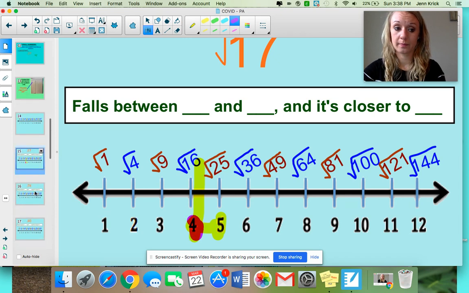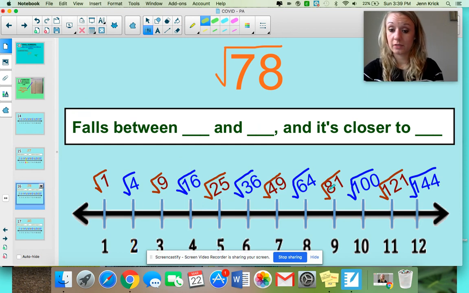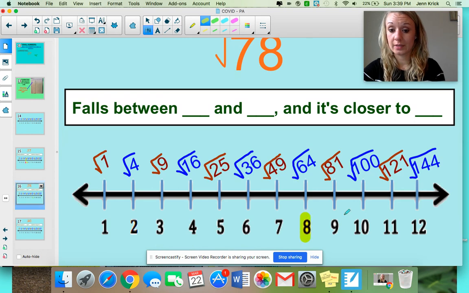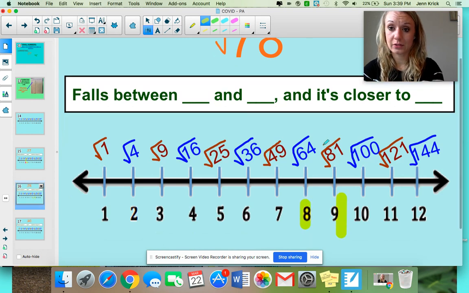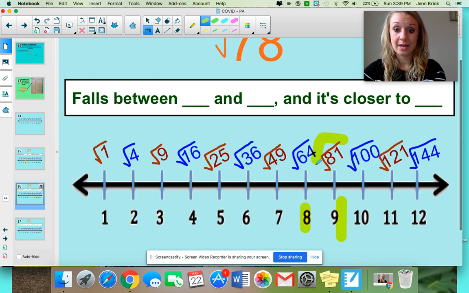Let's try another one. If I'm looking at the square root of 78, I'm going to go down my number line and ask, all right, where does 78 fall? I see that it would fall between 64 and 81. So it falls between 8 and 9. And then ask yourself, is 78 closer to 81 or is 78 closer to 64? And I say it's closer to 81. So that means that it's going to be closer to this 9 here.